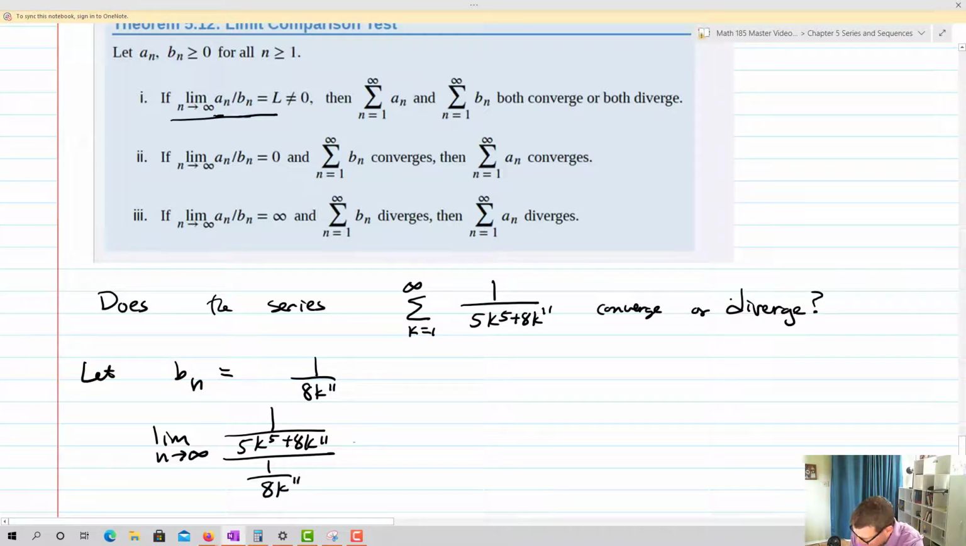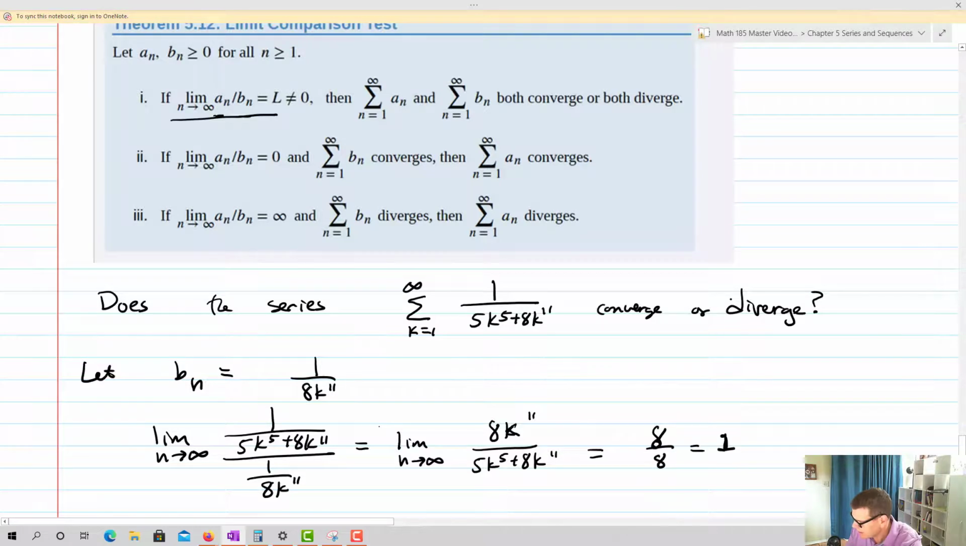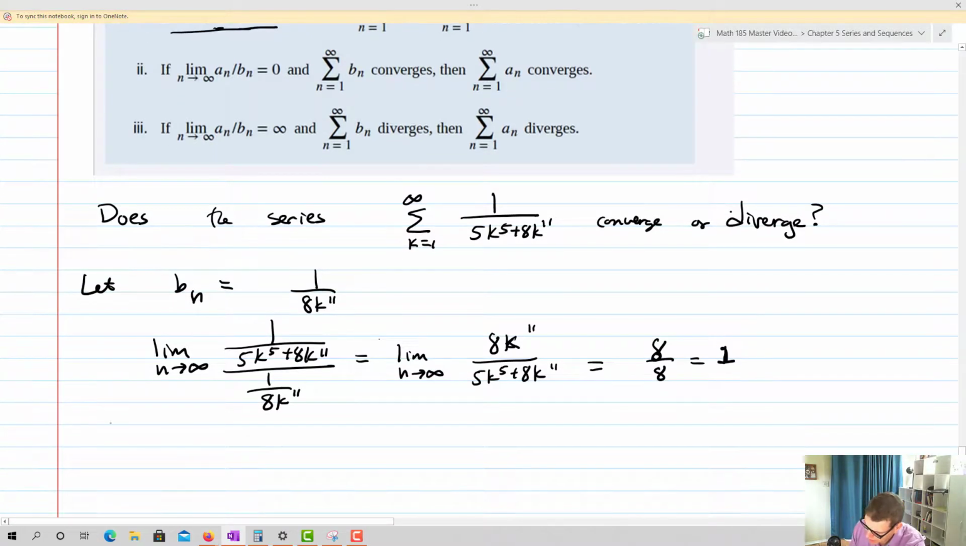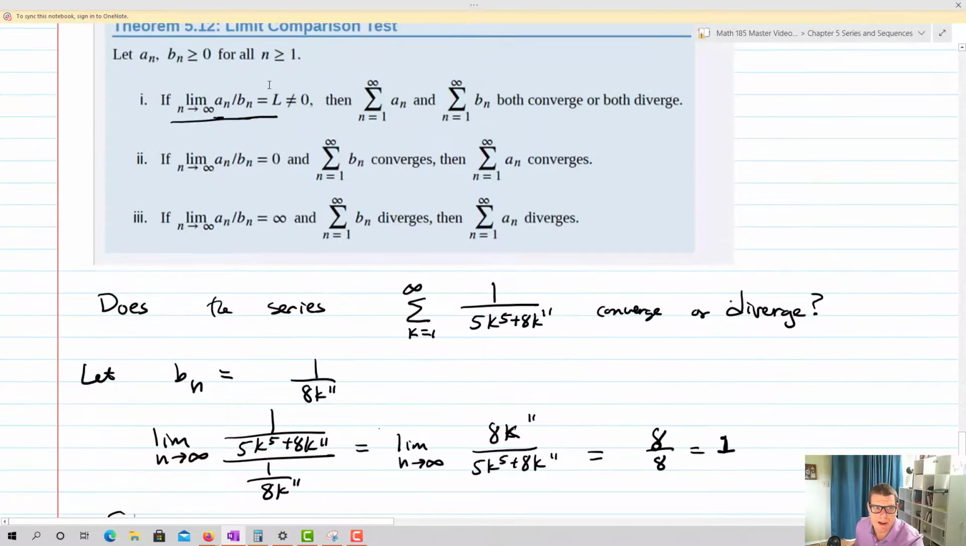And so we're going to invert and multiply. So this is going to end up being the limit as n goes to infinity of 8k to the 11th over 5k to the 5th plus 8k to the 11th. Well, you don't need to actually go in and do L'Hopital's. You know that this is going to end up equaling 8 over 8, which equals 1. So we have that first requirement.